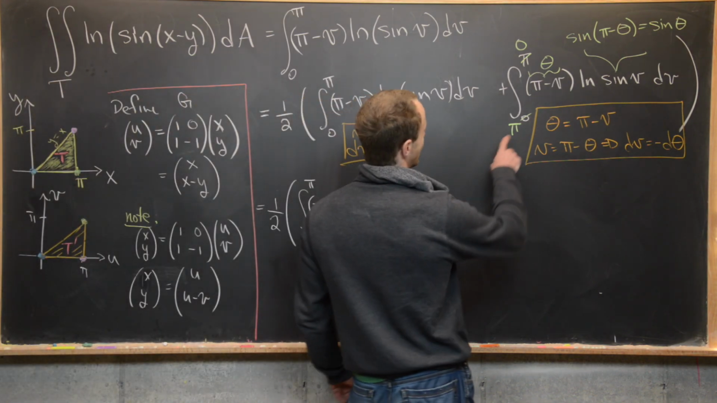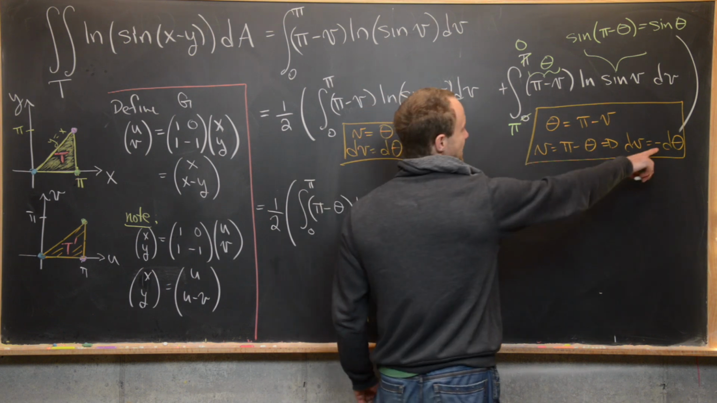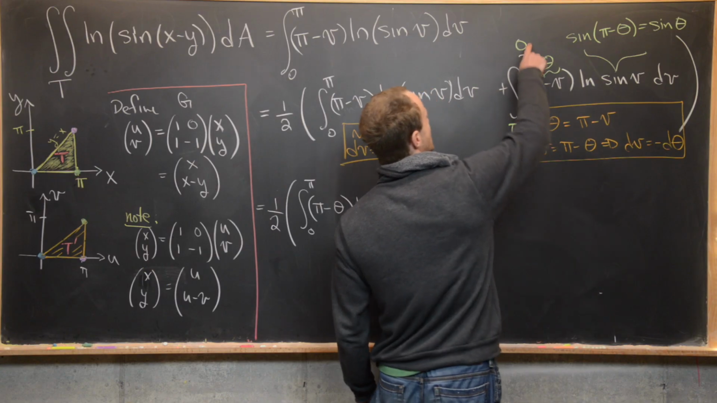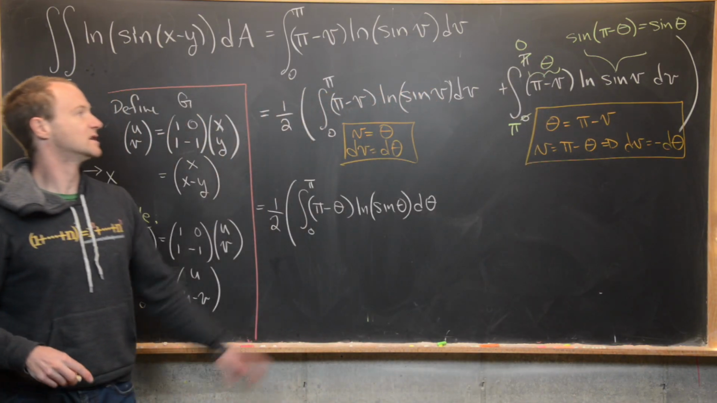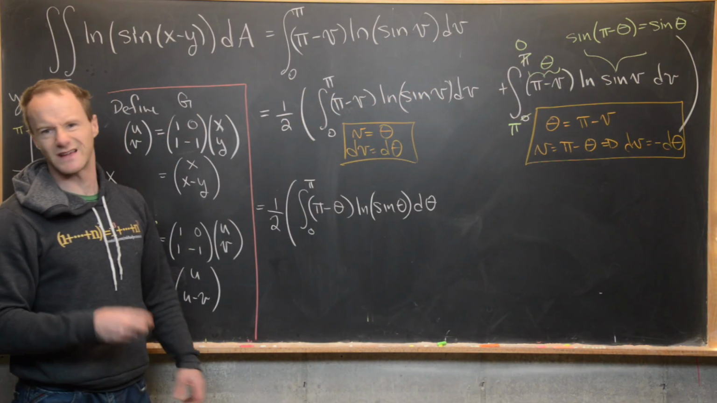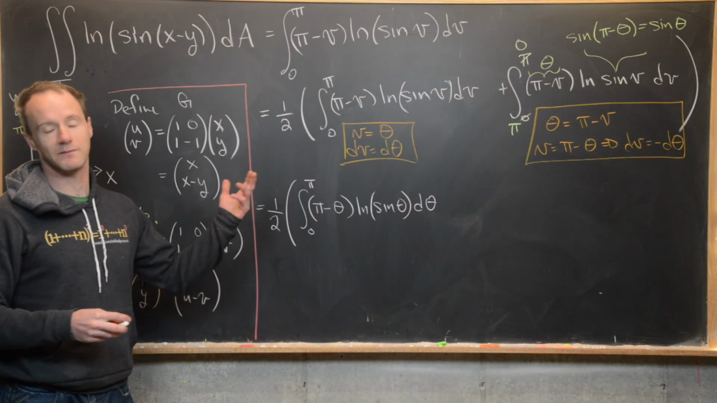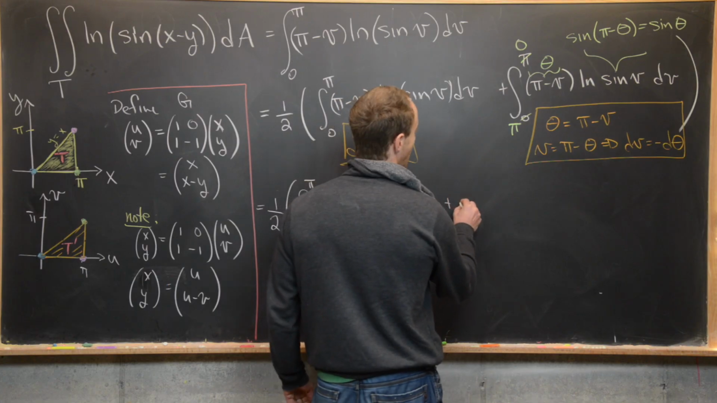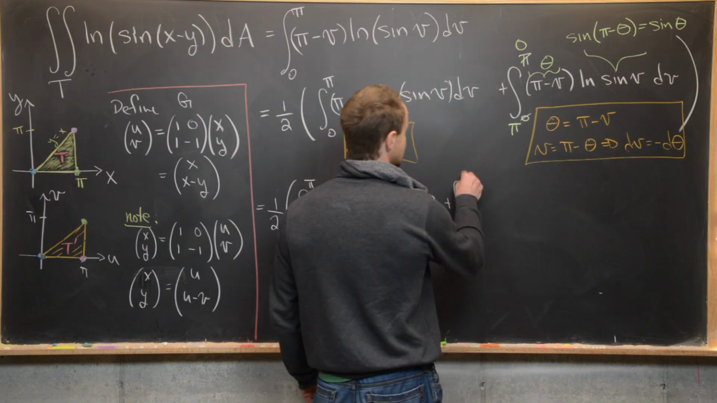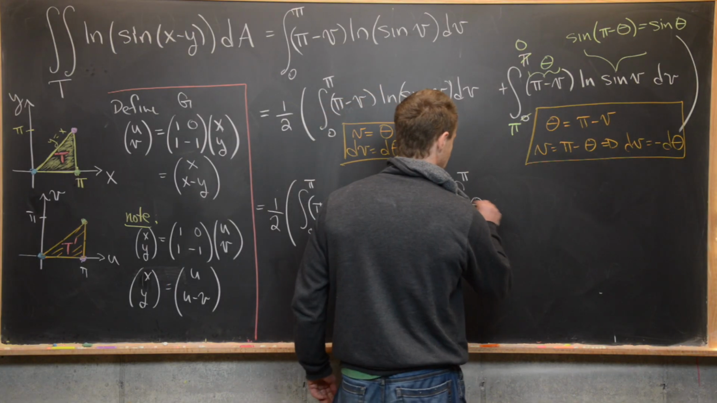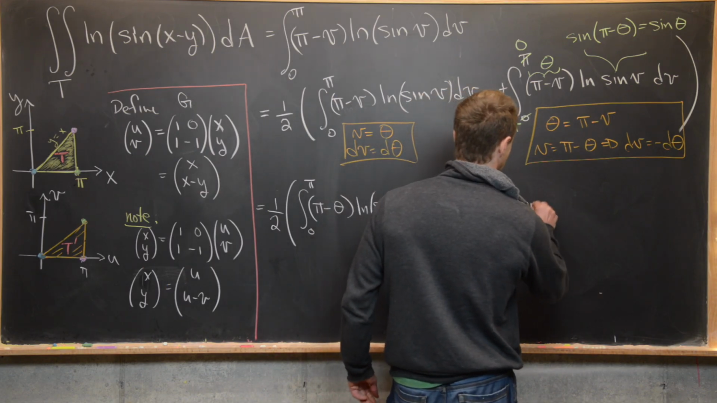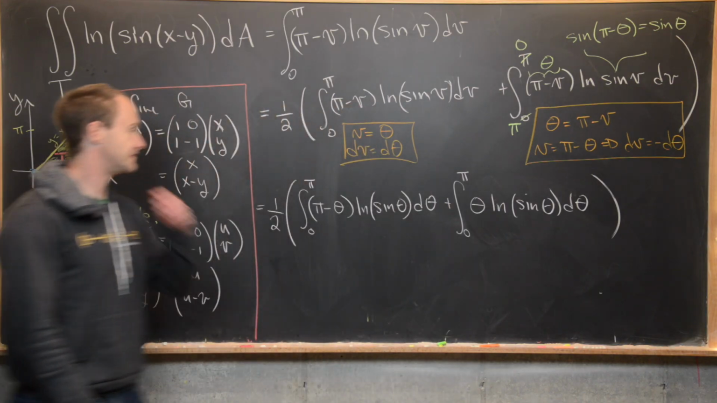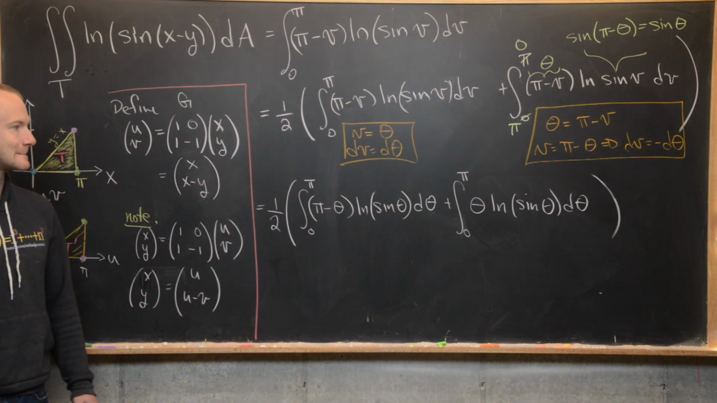And now we'll have, well, let's maybe do this. Let's take this minus sign attached to the d theta and let it switch the order of this integration. So that's kind of a well-known thing that if you have a minus sign, you can switch the bounds of integration. So that's going to give us a plus the integral from 0 to pi of theta times natural log of sine of theta d theta. Great. So we've got something like that happening.